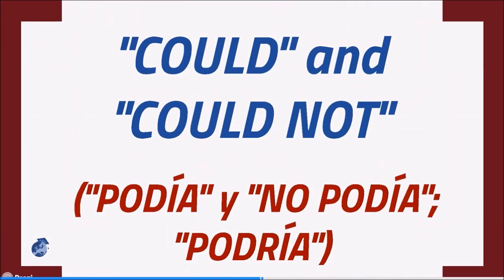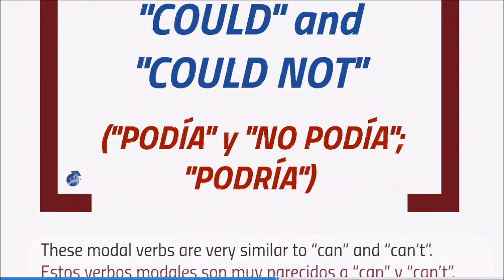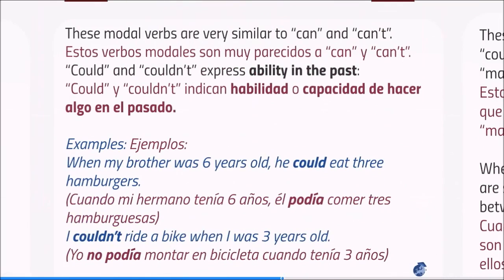Could and could not. These modal verbs are very similar to can and can't. Could and couldn't express ability in the past. Examples: when my brother was 6 years old, he could eat 3 hamburgers. I couldn't ride a bike when I was 3 years old.